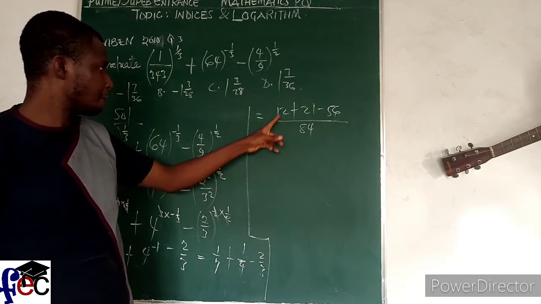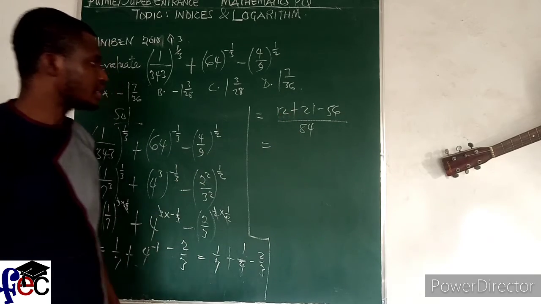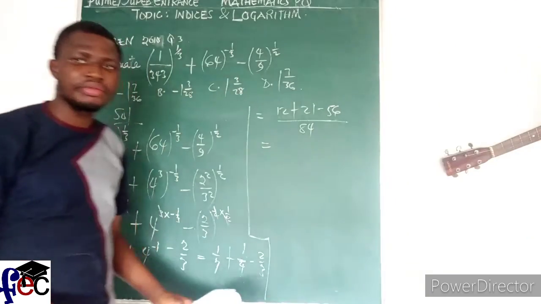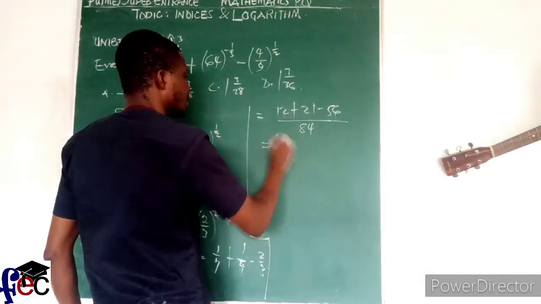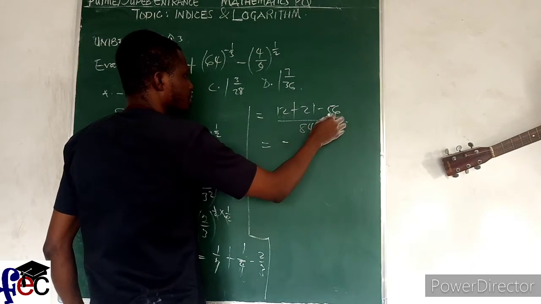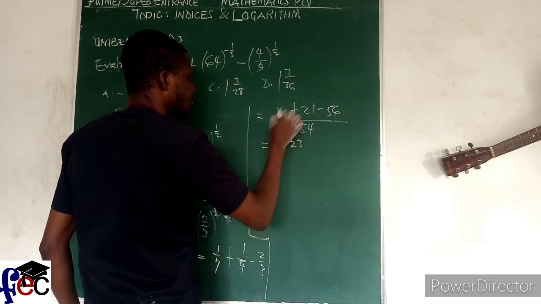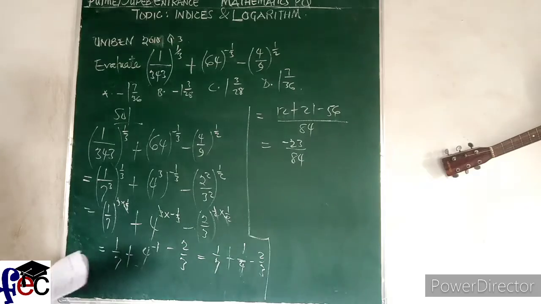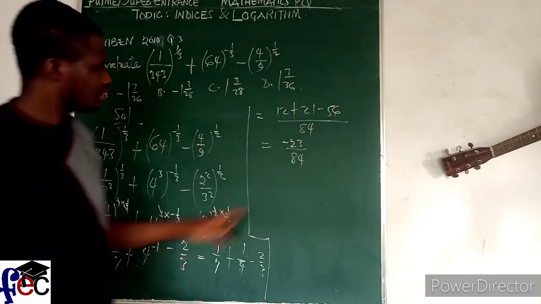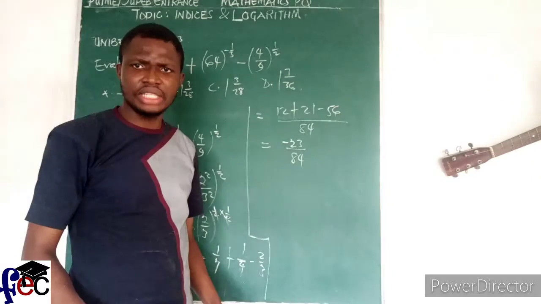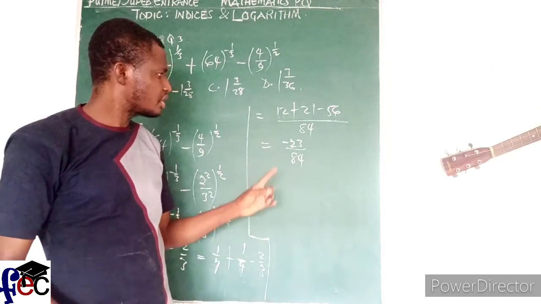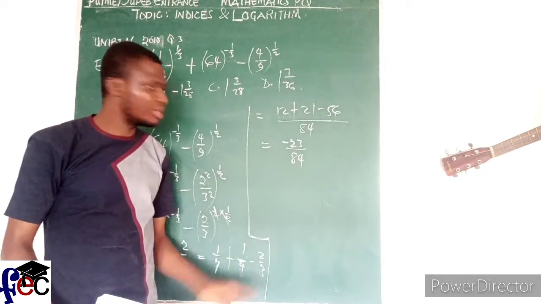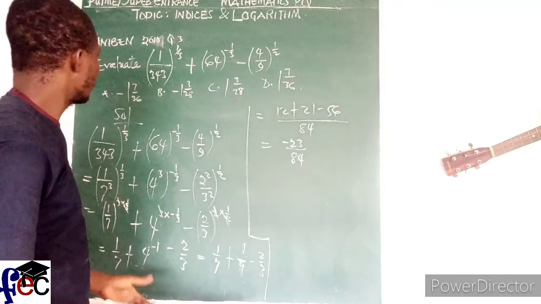We have 12 plus 21. Is that not 33? Yes. 33 minus 56. That's going to be minus 23, divided by 84. Yes. So any common factor? 23, is that not a prime number? 23 is a prime number, and there's nothing I can use to multiply 23 to get 84. So that's the answer.